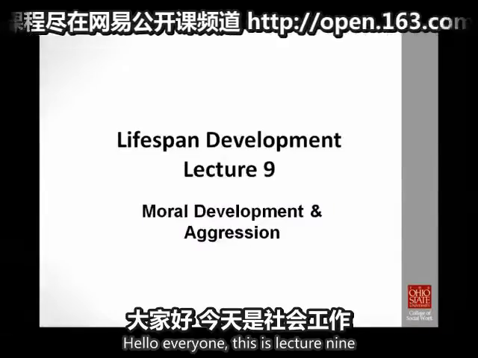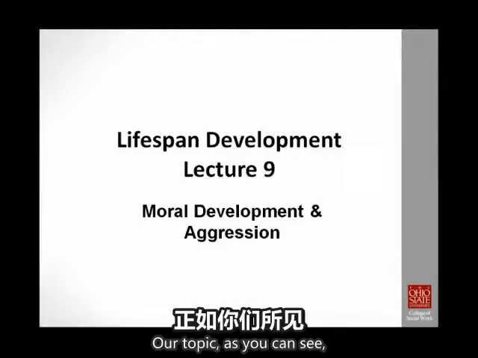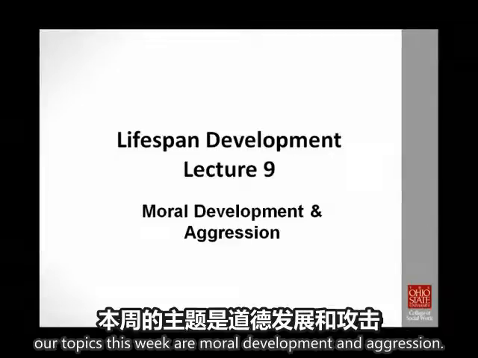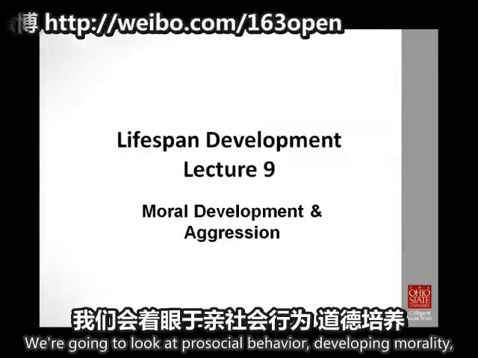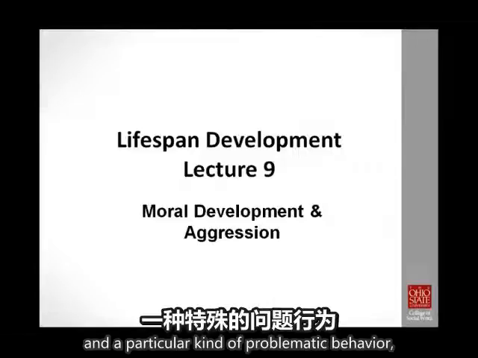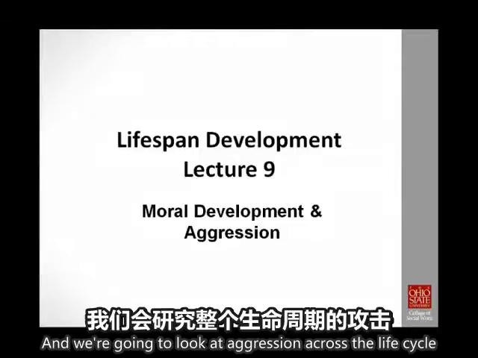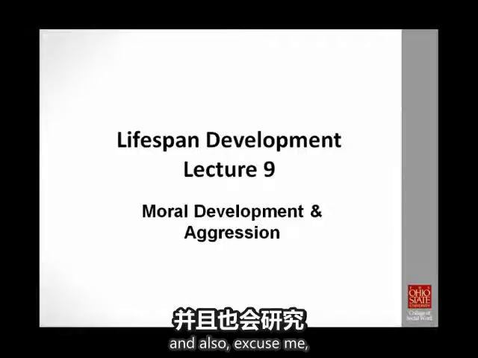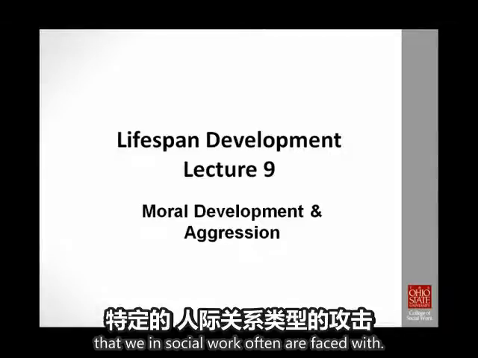Everyone, this is Lecture 9 for Lifespan Development in Social Work. Our topics this week are moral development and aggression. We're going to look at pro-social behavior and developing morality, which is where we get into moral development, and a particular kind of problematic behavior, which is aggression. We're going to look at aggression across the life cycle and also specific kinds of interpersonal aggression that we in social work are often faced with.